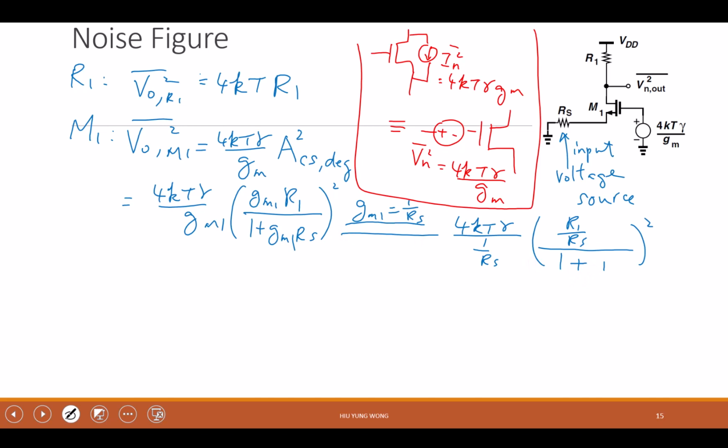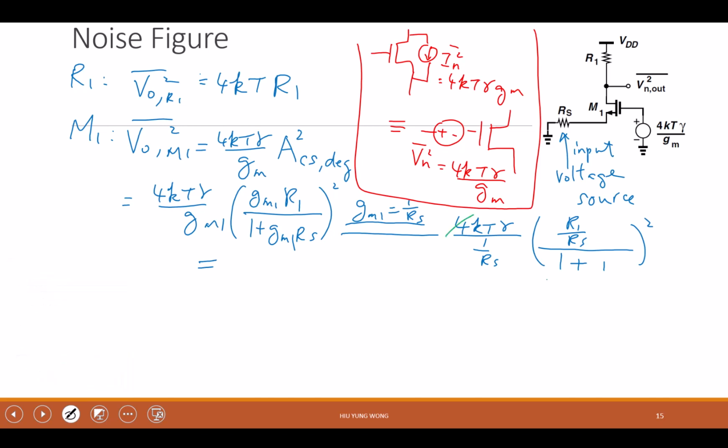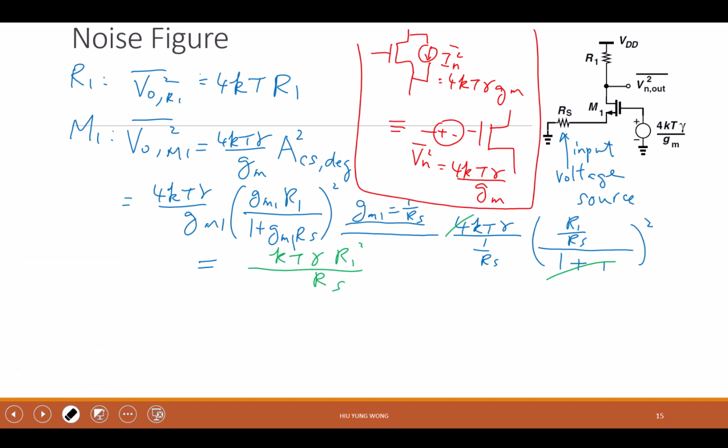So this one gives me what? The 2 got cancelled, right? This 2 got cancelled because 2 squared equals 4. And then I have R1 squared divided by Rs and then cancelled by Rs. So I get 4kT gamma R1 squared divided by Rs. I don't have 4, sorry. kT gamma R1 squared divided by Rs.